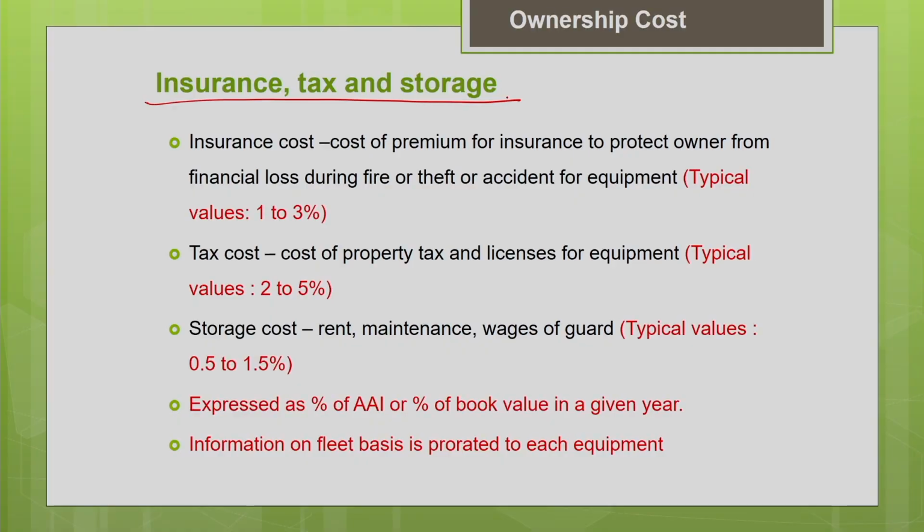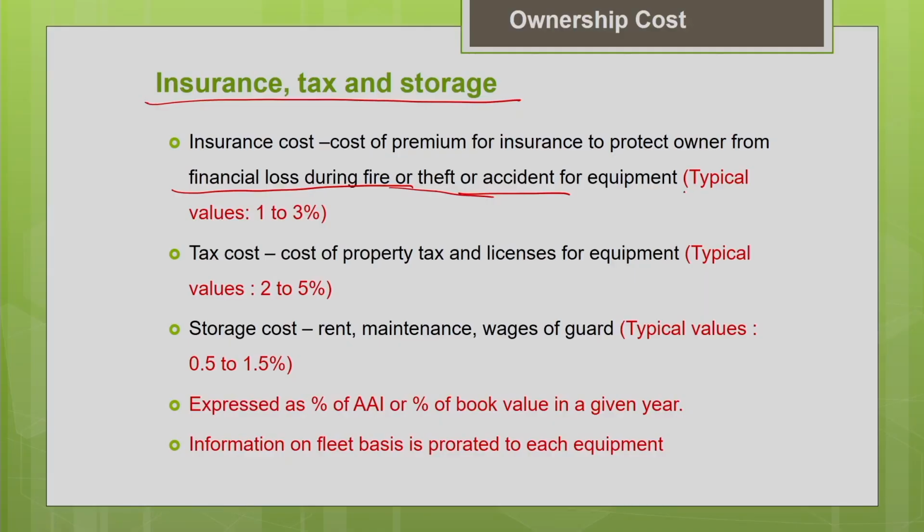The next important components of the ownership cost are the insurance cost, taxes and the storage cost. So the insurance cost, just like the insurance premium which we pay for our cars and other equipment, we need to pay the insurance premium also for the construction equipment to protect the owner from the financial loss, either in case of fire or theft or accident or whatever case. So that is a part of the ownership cost. This insurance cost will usually be expressed as a percentage of the value of your machine. A typical value may range from 1 to 3% of the value of the machine.